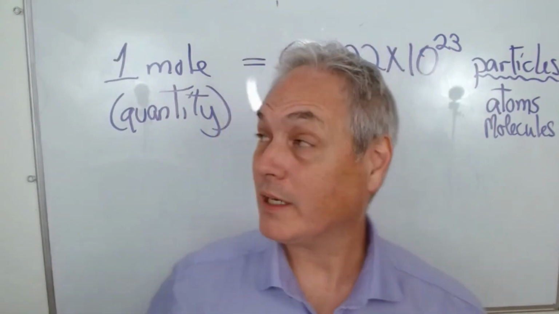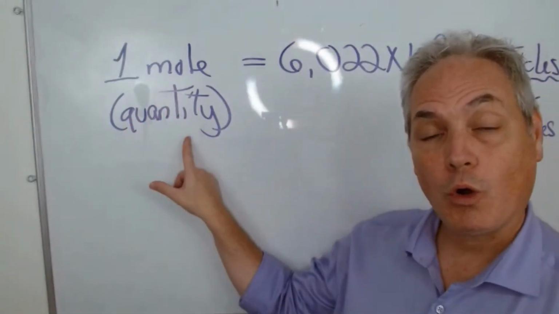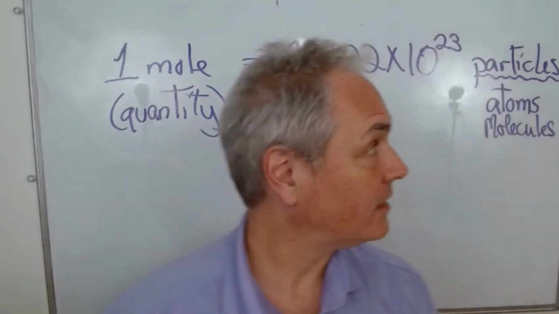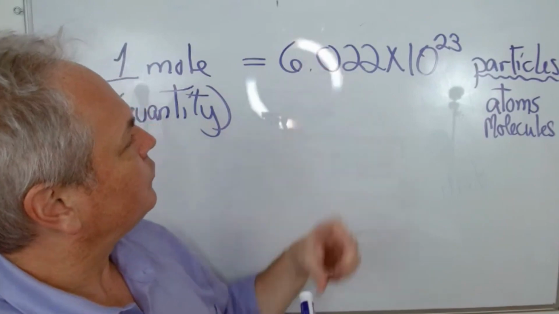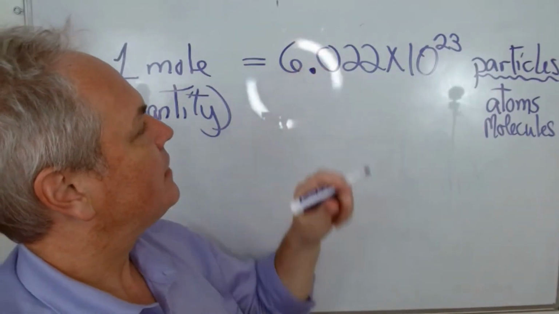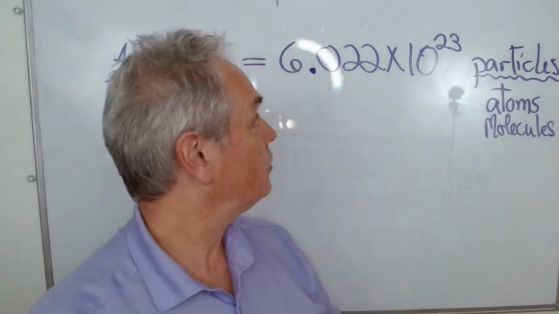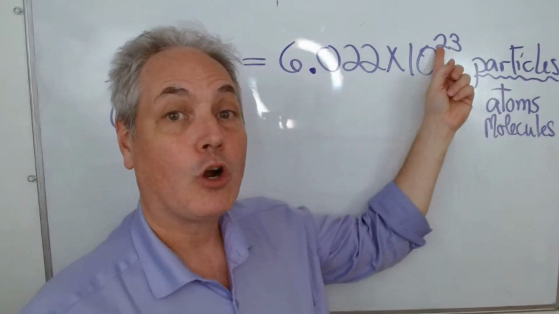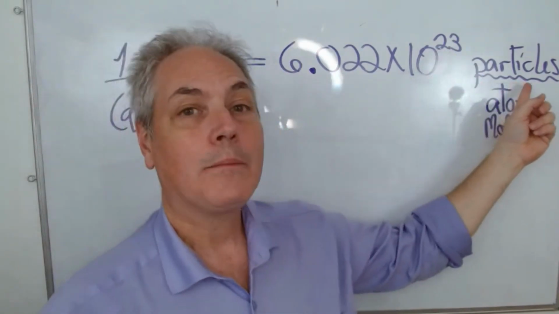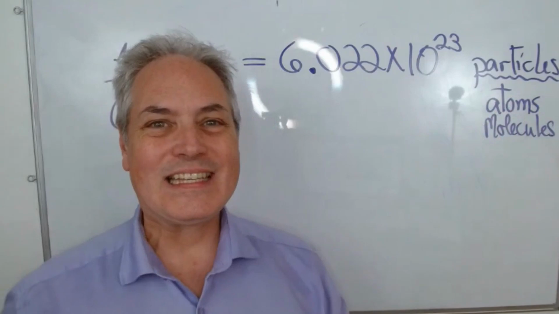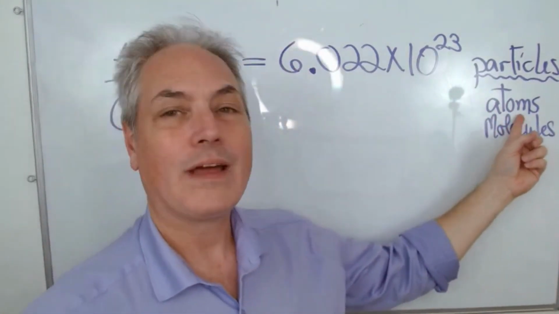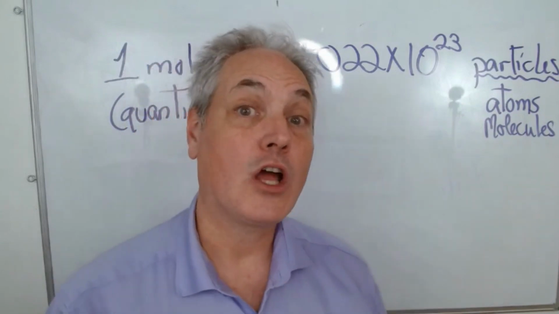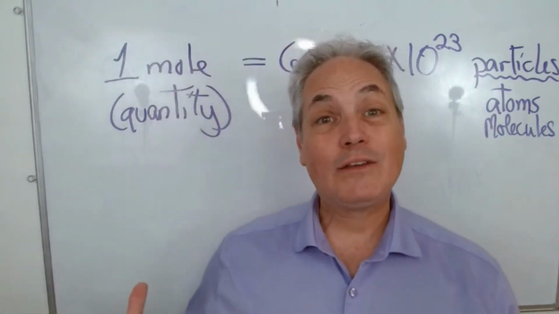But basically, one mole is a quantity. And what does it represent? It represents 6.022 times 10 to the power of 23 particles. This is a number that represents a bunch of something. It could be a bunch of atoms or a bunch of molecules. Now I'm going to give you some analogies.